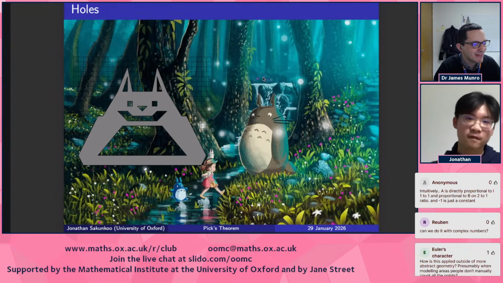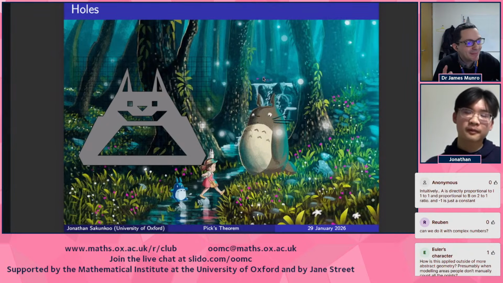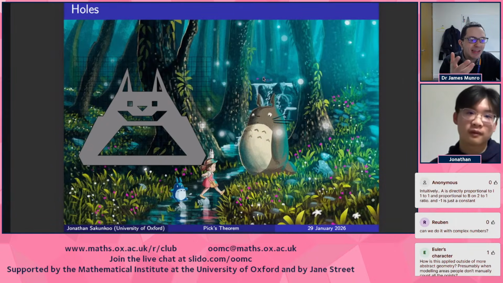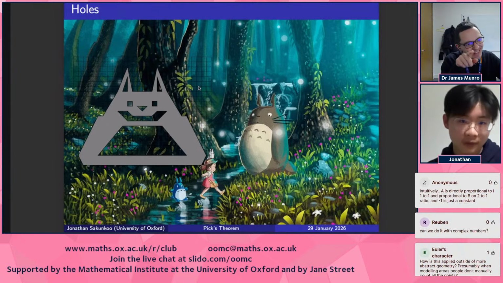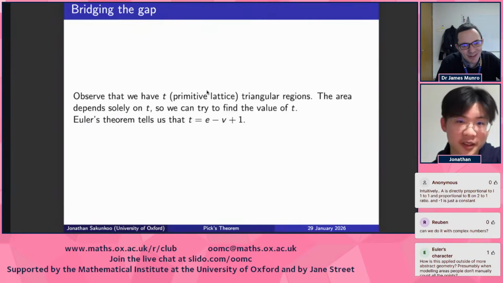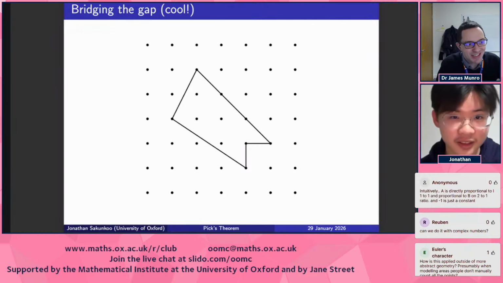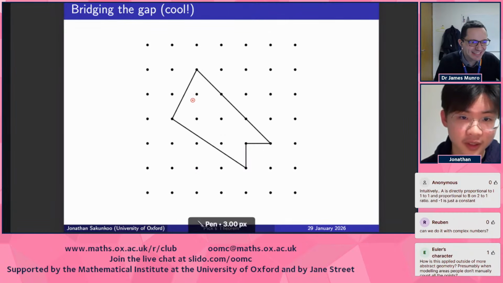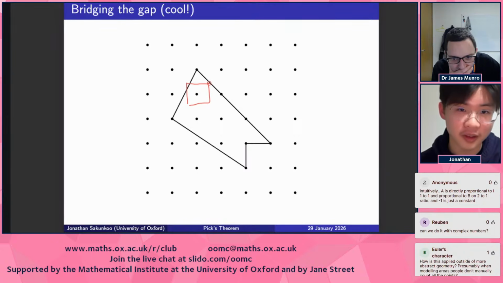Ooh, intuitively, anonymous in chat says intuitively A is directly proportional to I. I guess like those points are in the interior, they're kind of surrounded by area. Proportional to B on like a 2-to-1 ratio because those points are like 50-50. Right. And then look at there's this minus 1, which is just a constant, they say. We can just say like, okay, I just draw a square around me, which is area 1. But I'm a boundary point, so I get like half an area because only half of me is on the inside. So each of these get a half.